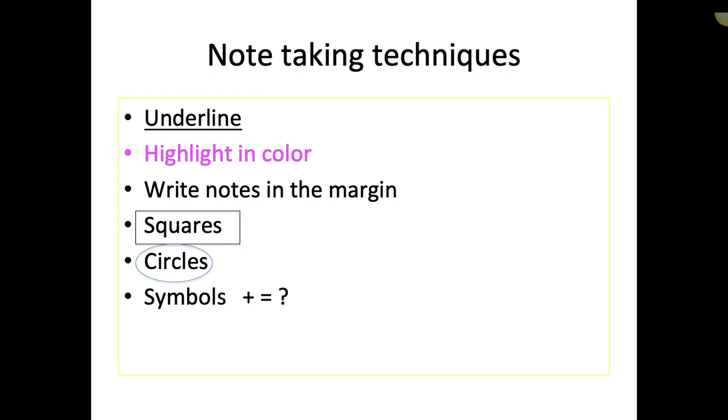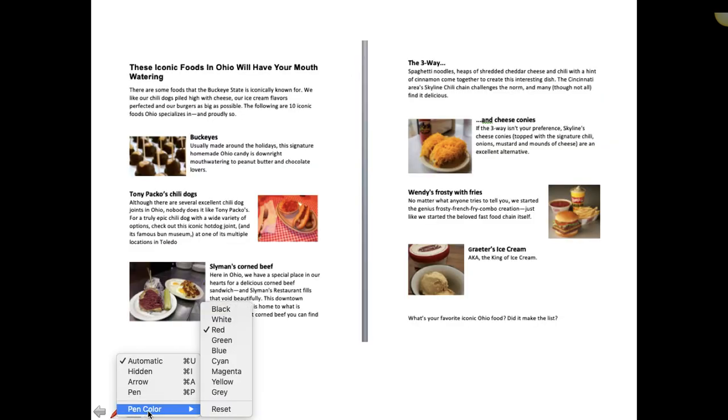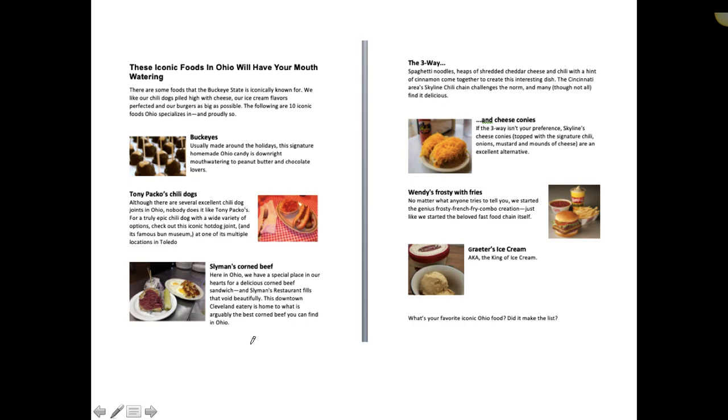And you can underline the idea or you can highlight it with a highlighter or a colored marker. In addition to that, you can take notes in the margin or the white space. You can draw on the paper, and using shapes like squares and circles are really useful. And also symbols can be used. So here is an article, and I'm just going to take notes and show you what these techniques might look like. So my topic is food in Ohio.